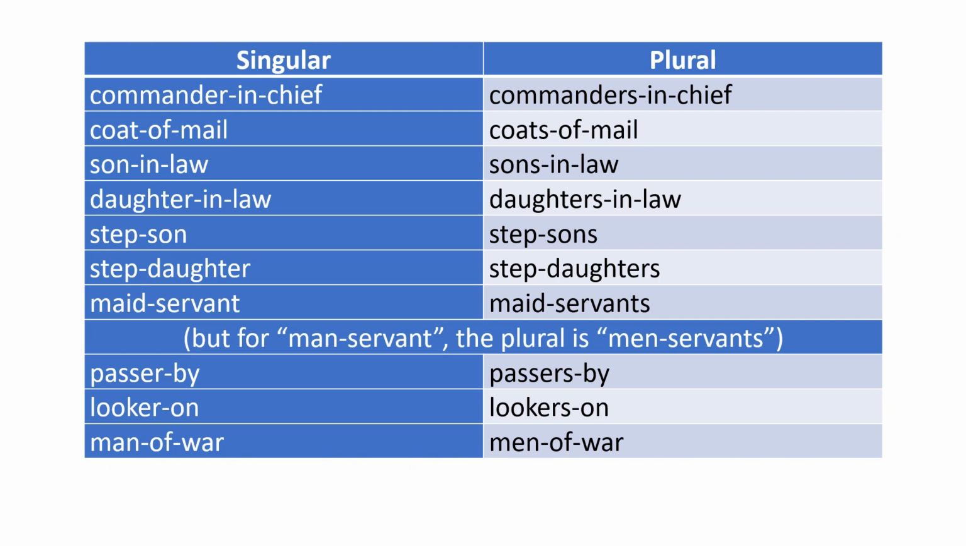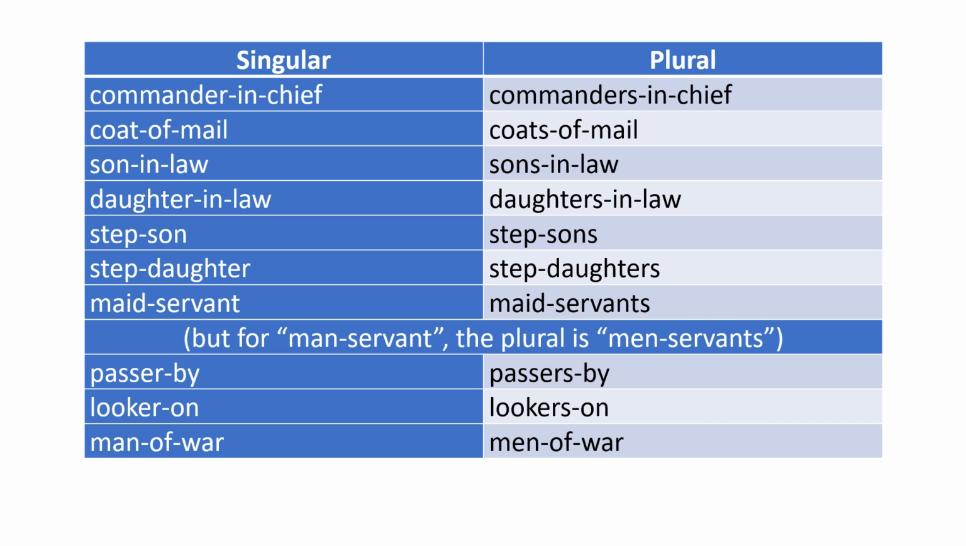Now, for man servant, plural is formed as men servants. So both the words, man and servant, are made plurals, right? So it becomes men servants. Passerby. Passers-by. Passer is the main word or principal word. Therefore, we added s to it and it becomes passers-by.